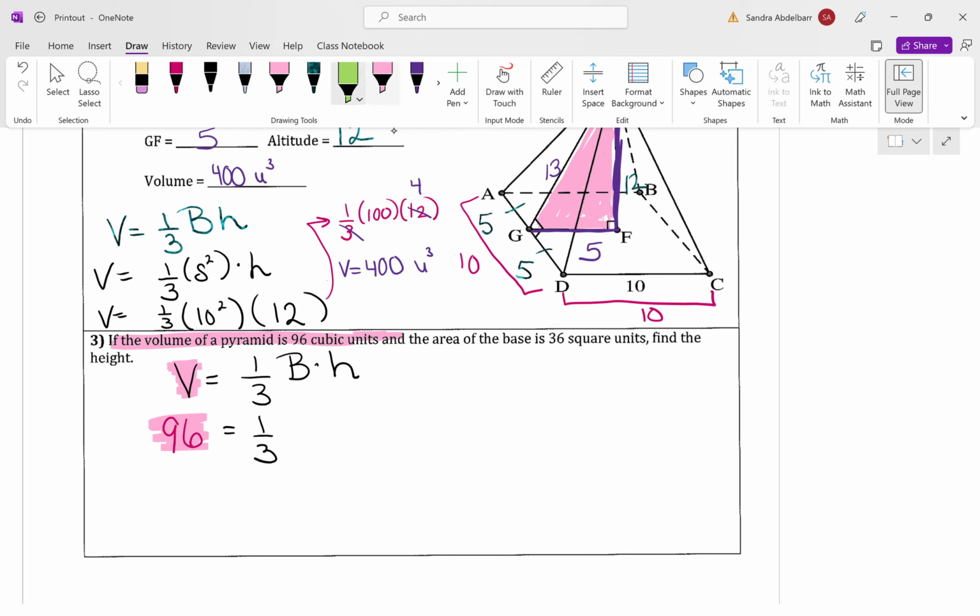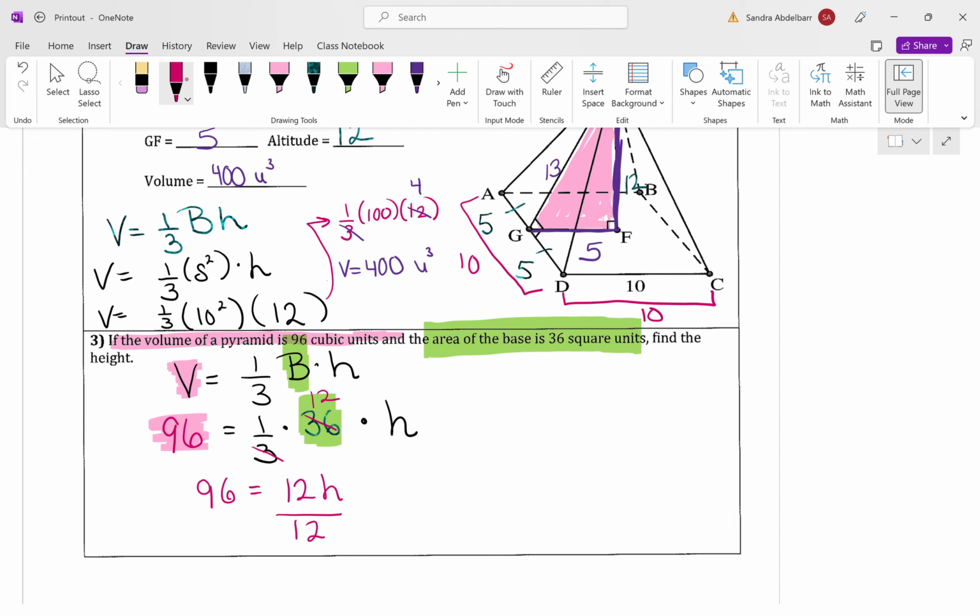So 96 equals 1/3. And then it's saying the area of the base is 36. Well, isn't that capital letter B represent the area of the base? So I have 1/3 times 36. That's the area of the base. And they're saying find the height. So times H. So I obviously have to solve for H. Well, we know 3 goes into 36 12 times. So we're going to have 96 is equal to 12H. We're going to then divide by 12 on both sides. And we get the height is equal to 8.